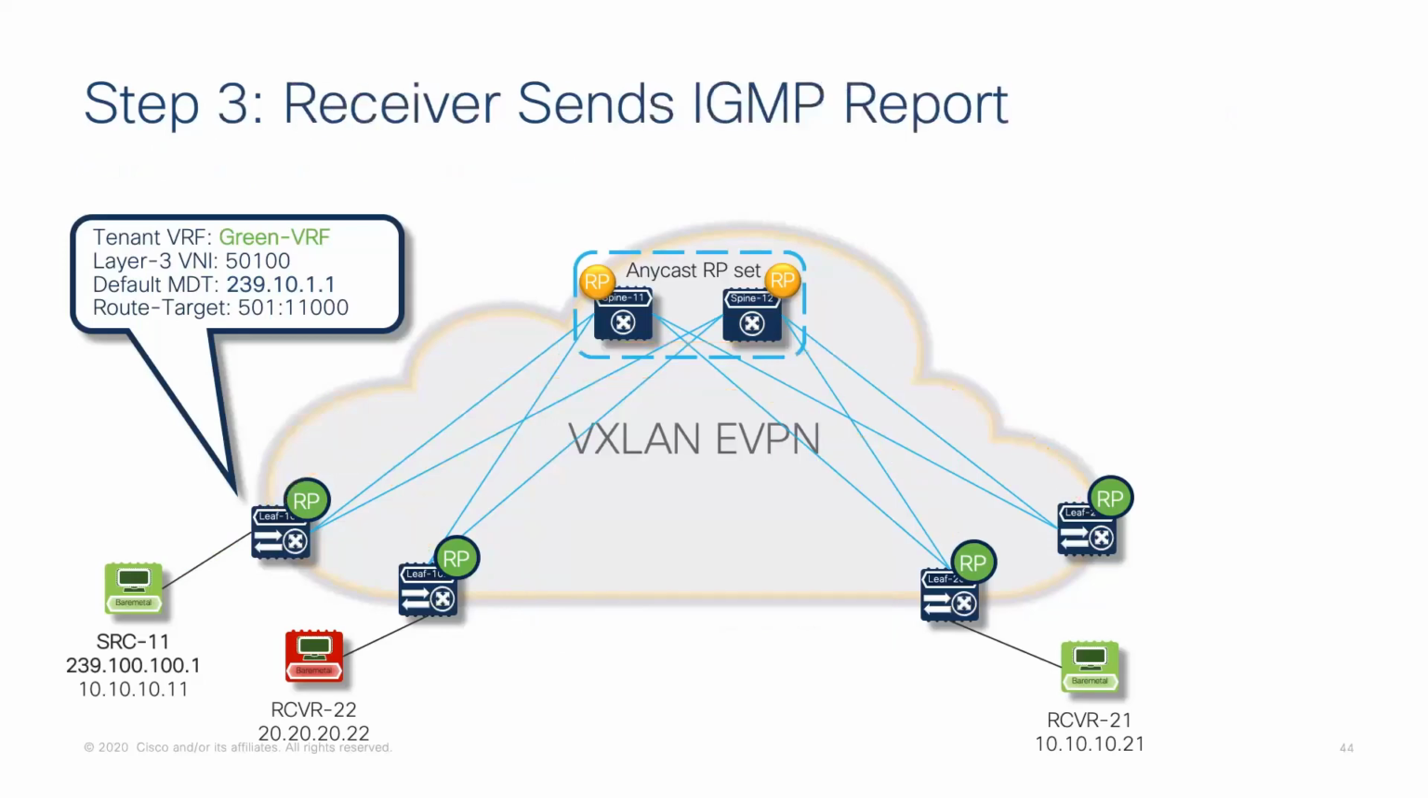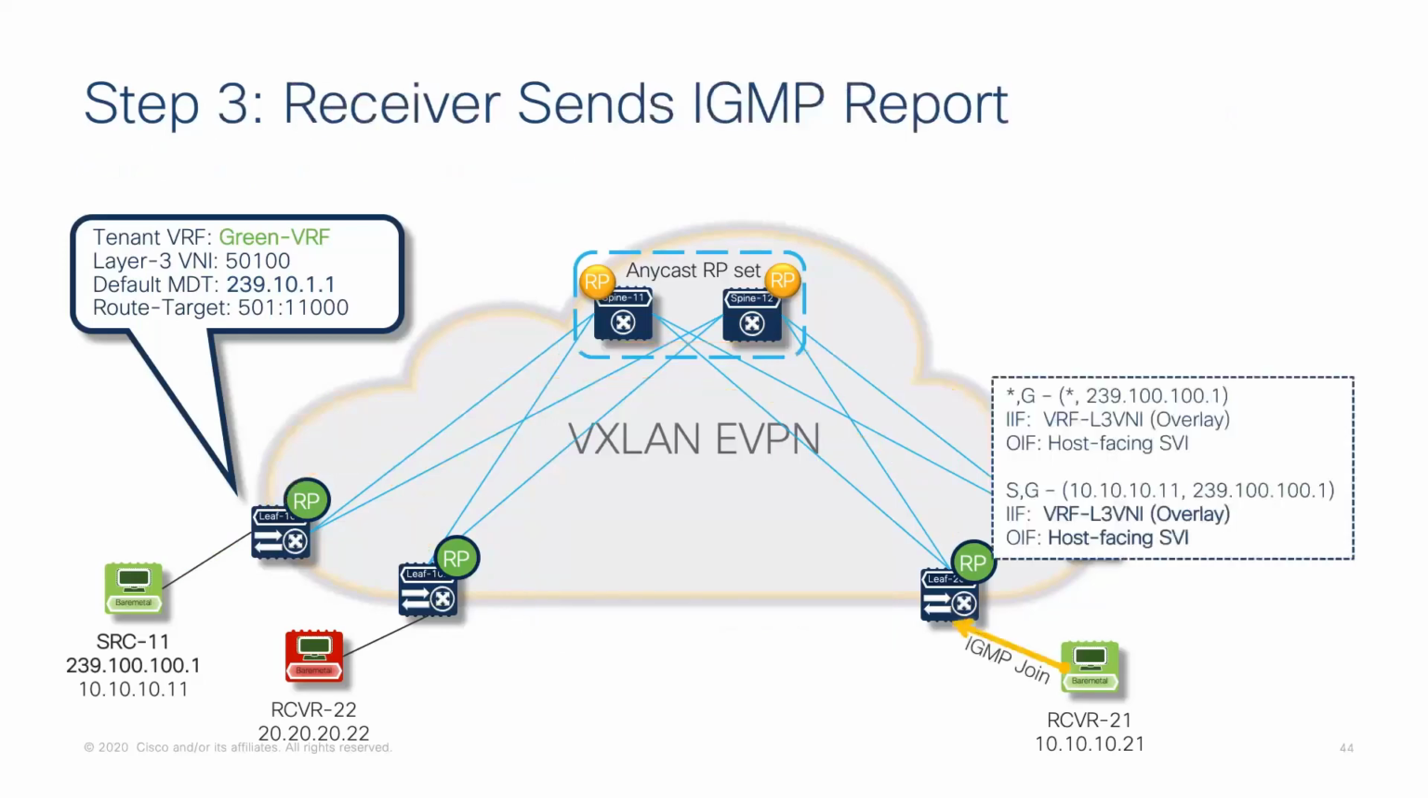Receiver is about to join. In a classical manner, IGMP join is there. IGMP join is enough to create, in that case, an S,G entry where the output interface is the host-facing SVI, and the ingress interface is your VRF layer 3 VNI. But is it enough to start forwarding multicast traffic?